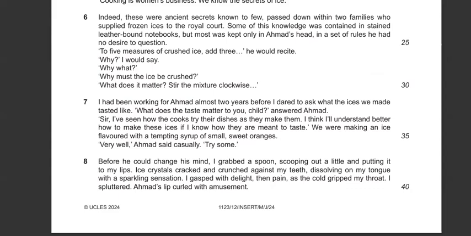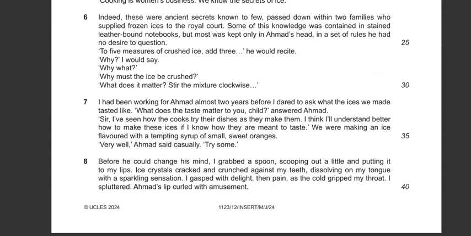So paragraph number 8 says that before he could change his mind, I grabbed a spoon, scooping out a little and putting it to my lips. Ice crystals cracked and crunched against my teeth, dissolving on my tongue with a sparkling sensation. I gasped with delight, then pain, as the cold gripped my throat. I spluttered. Ahmed's lip curled with amusement.